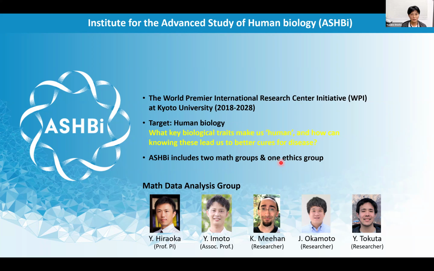ASHB mainly consists of biological teams, but includes two math groups and one ethics group. One of the mathematical groups is a math data analysis group organized by Professor Hiraoka. This group has three postdocs and me. In particular, Miha gave a talk about topological Node2Vec in this seminar last month.